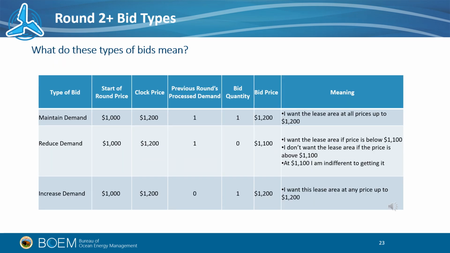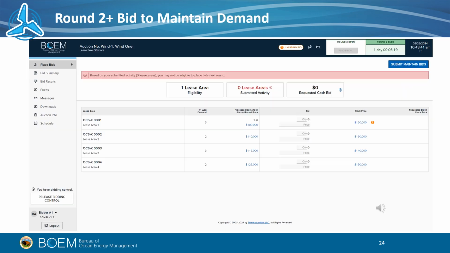What do these types of bids mean? Maintain demand means that you want to remain on the same lease area that you bid on in the previous round and are willing to pay any price up to the clock price. Reduced demand means that you want the lease area if the price is below the bid price you entered, but if the price is above the bid price you entered, you do not want it. And if it is at the bid price you entered, you are indifferent to getting that lease area. Increased demand means that you want a different lease area at any price up to the clock price. Placing a maintain demand bid is very simple.